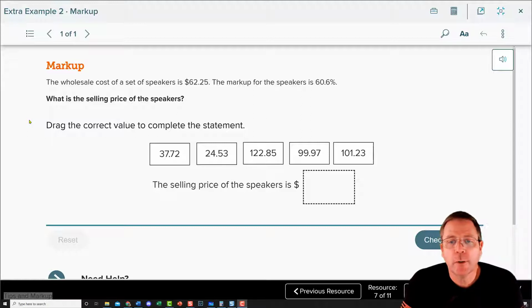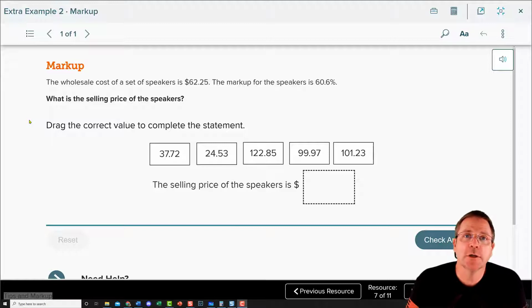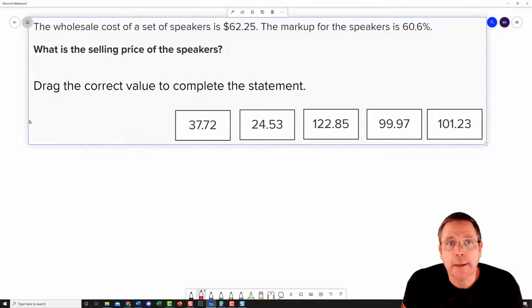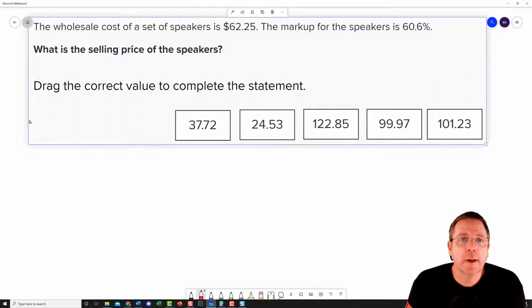Now it's going to be your opportunity to pause the recording and find out what the final selling price of these speakers is going to be after a 60.6% markup. Do it. Let me know what you come up with. Did you get it done? Let's see what I come up with.